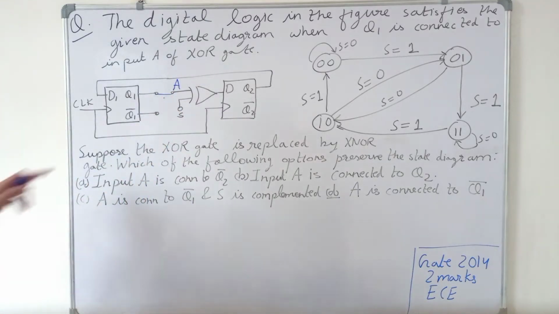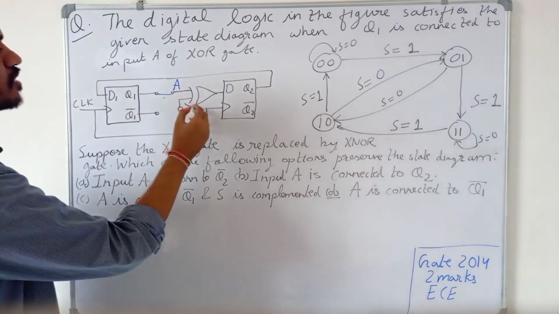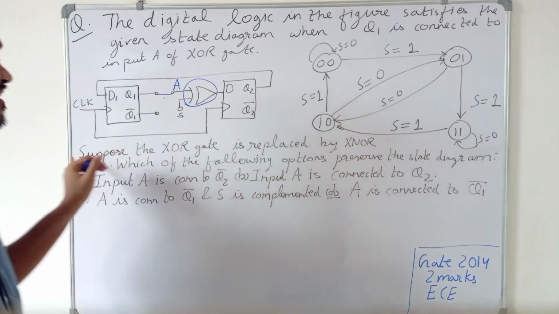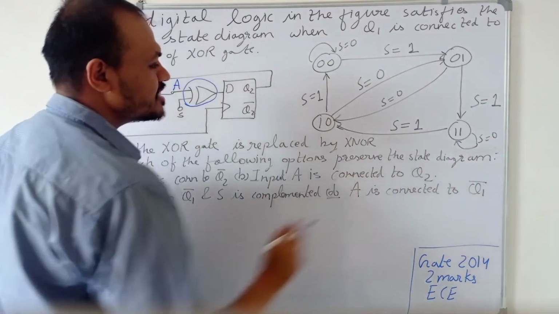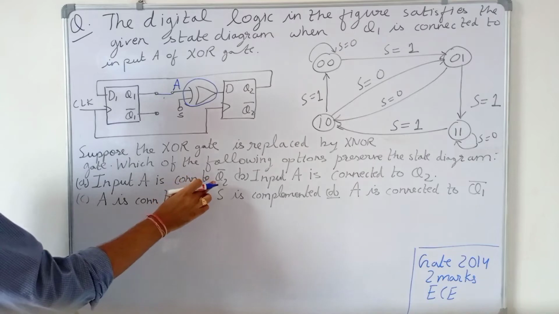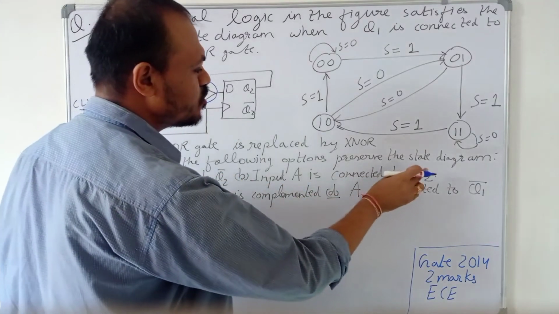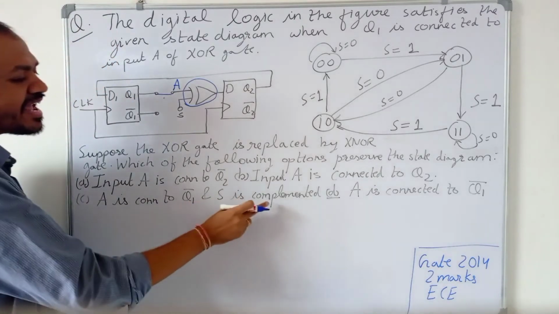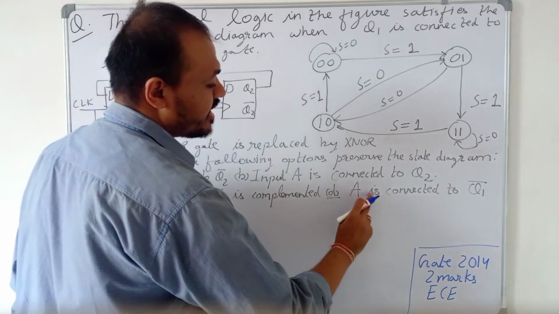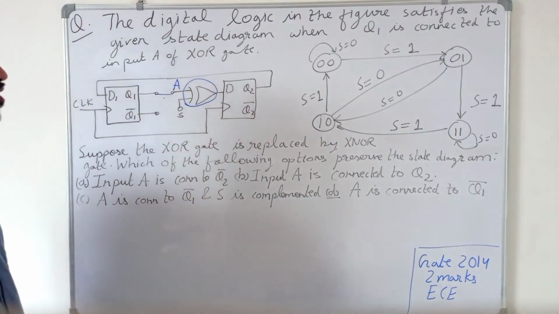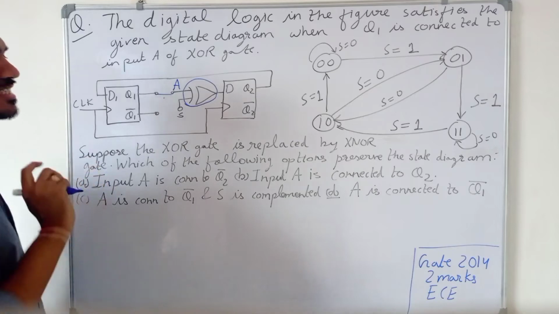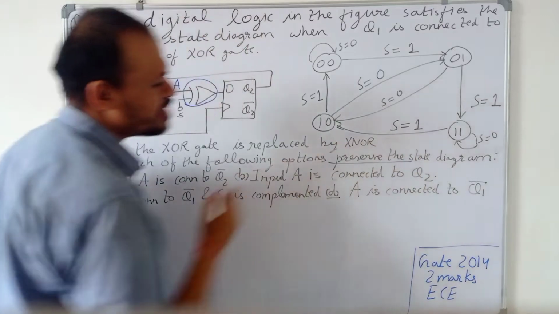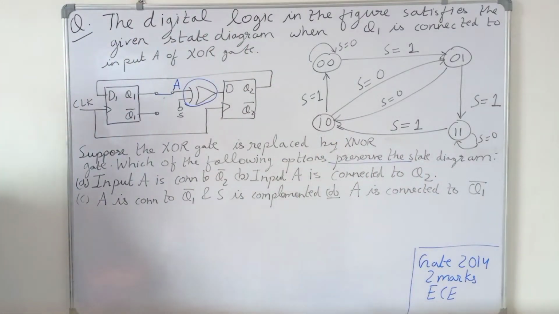Now it says that suppose this XOR gate is replaced by an XNOR gate, then which of the following options preserve the state diagram? The first option is input A is connected to Q2 bar, the second is input A is connected to Q2. Third option is input A is connected to Q1 bar and S is complemented, and the fourth is A is connected to Q1 bar. Which of the options will preserve the state diagram? It means the state diagram should not change.